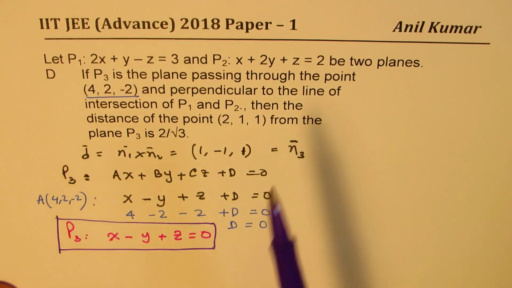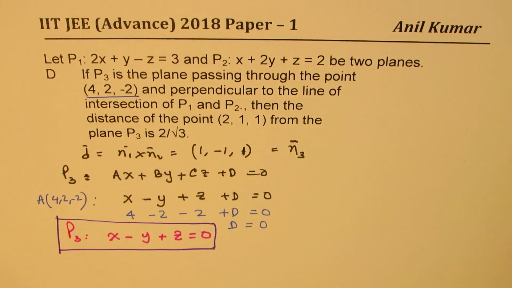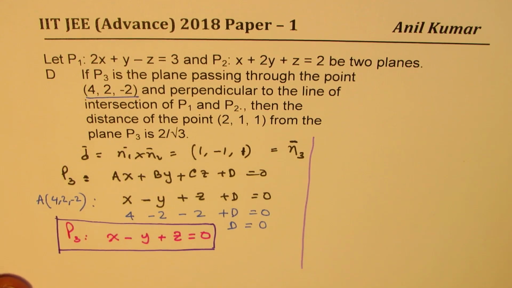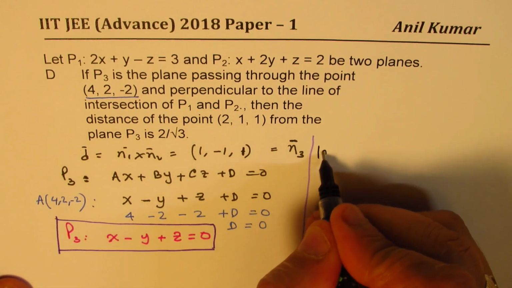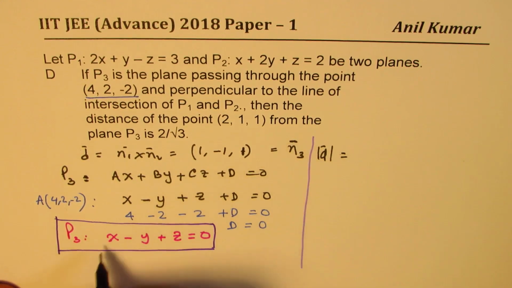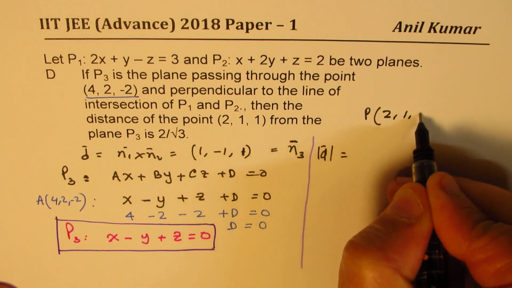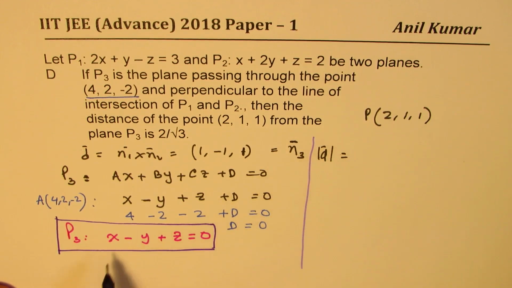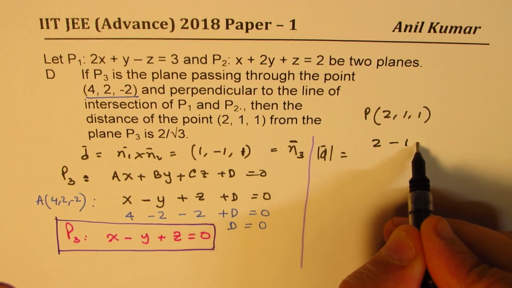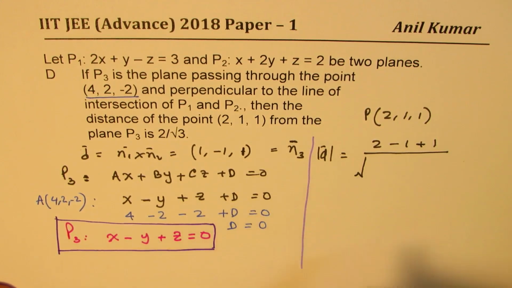Now the distance from this point to the plane is what? We just have to find the distance from a given point to the plane. So use the formula. It is a straightforward formula based question. The absolute value of distance will be, from the point 2, 1, 1, we'll write AX plus BY and so on, which is 2 minus 1 plus 1 over the square root of this. Let me write the formula first.